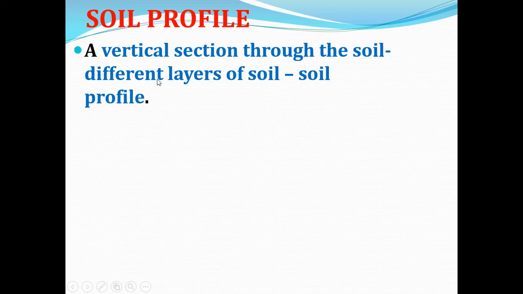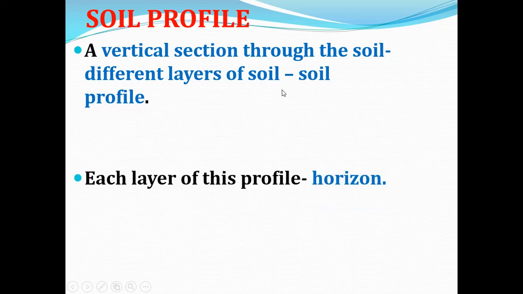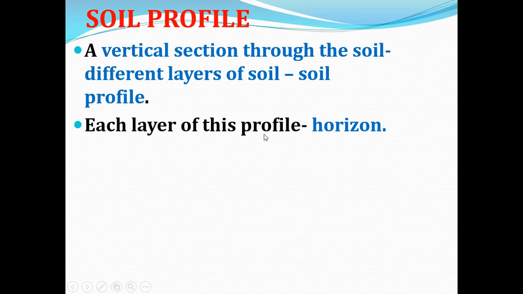So soil profile is a vertical section through the soil which shows the different layers of soil. Each layer of this profile is called a horizon. Okay, so each layer of the soil profile is called a horizon.